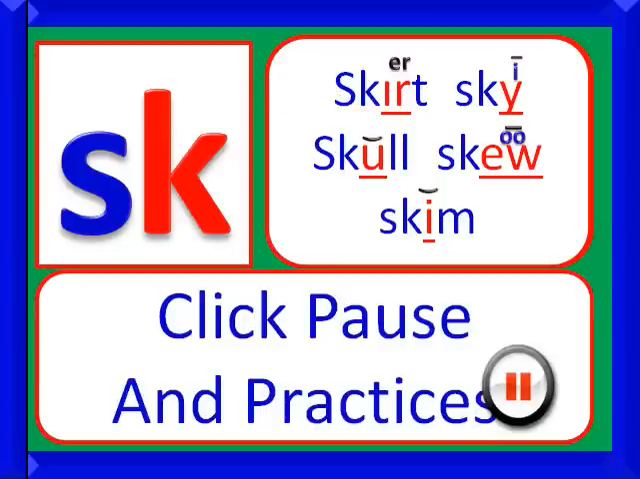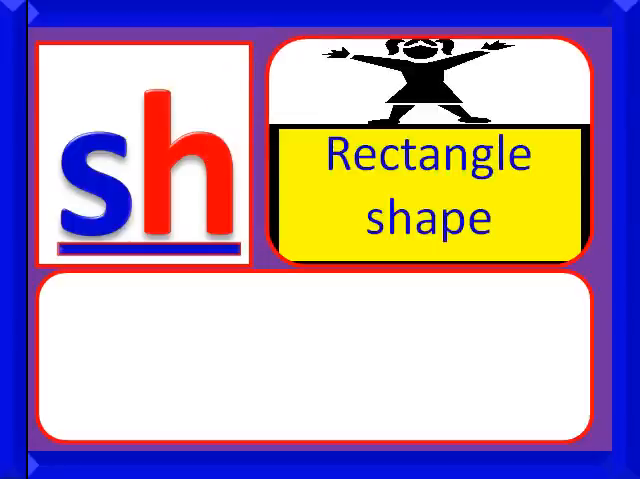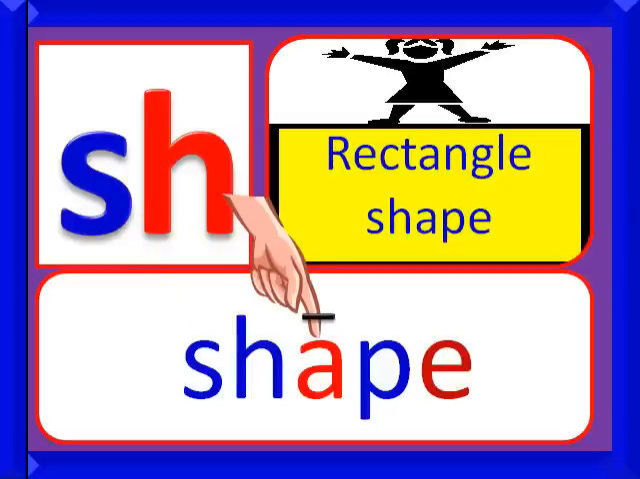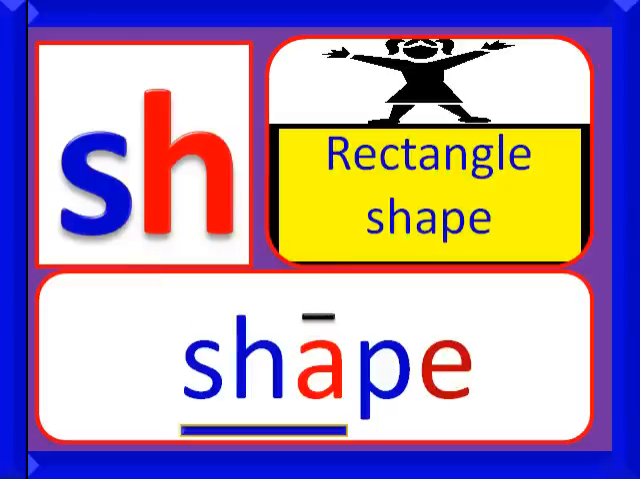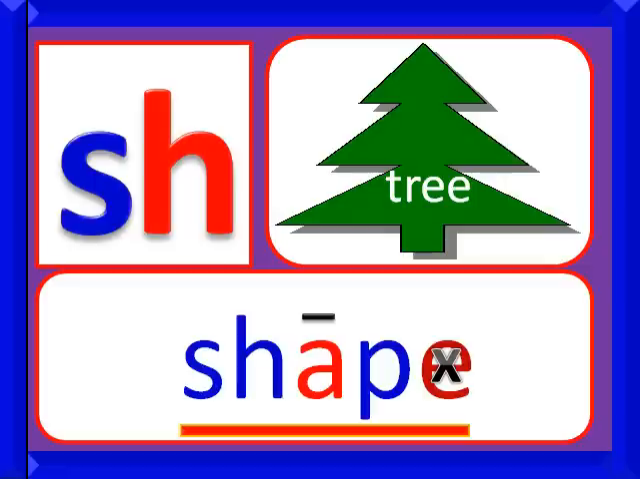Your turn. Sh. Rectangle shape. Sh, a, shape. E is silent. E makes the A say A and not a. Triangle shape. A tree shape.